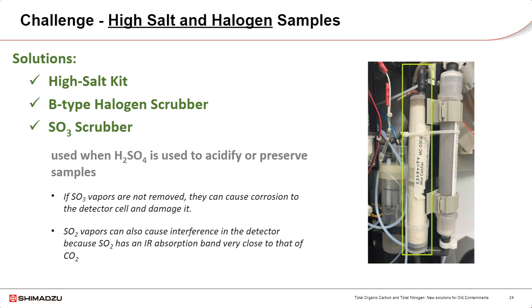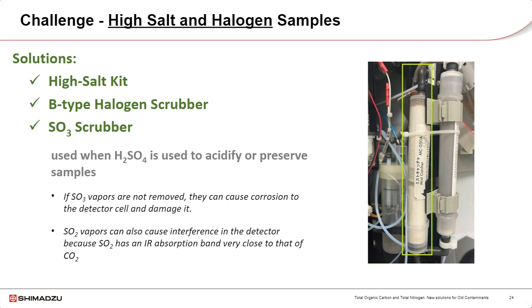And many labs and methods will also specify using sulfuric acid to acidify samples for NPOC analysis. Now, generally, if you look in our manual, Shimadzu recommends hydrochloric acid because we have the halogen scrubbers in there to remove the chlorine. So if you switch to sulfuric acid, you will need to add additional scrubbers to remove these sulfuric acid vapors.